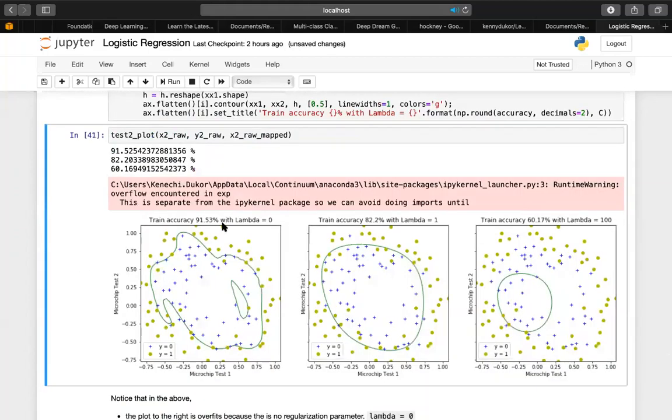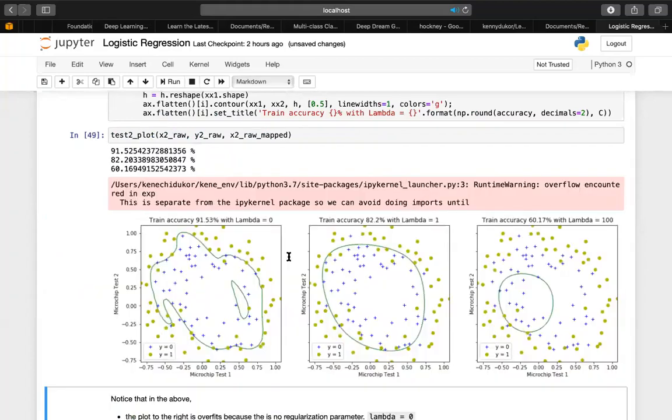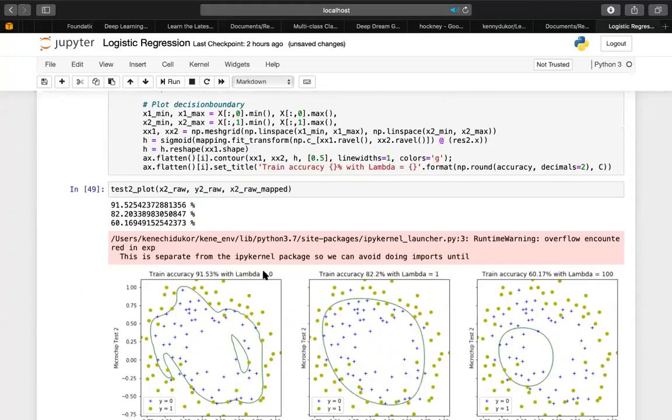So when we test, this is the test. When our regularization was 0, we had an accuracy of 91%. So we didn't regularize at all. It looks as if, oh, it's perfect. But in the real sense, it's not perfect, because it didn't generalize well. If it sees new data, it's going to perform badly.